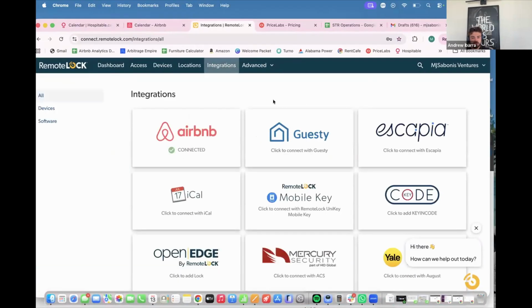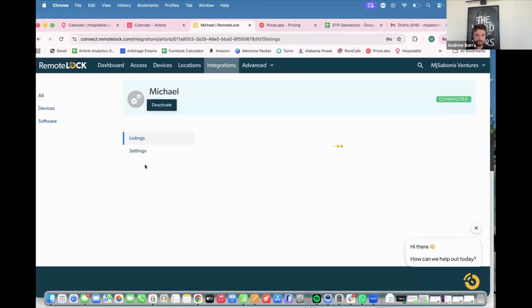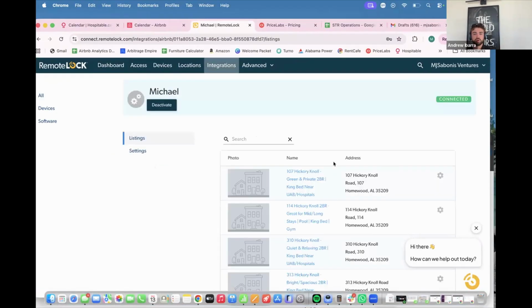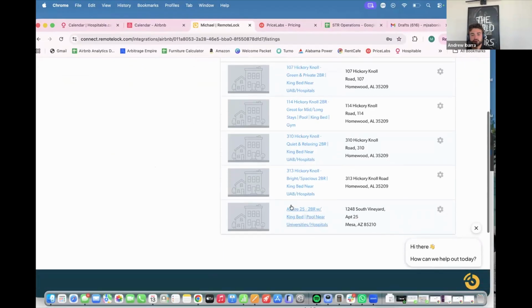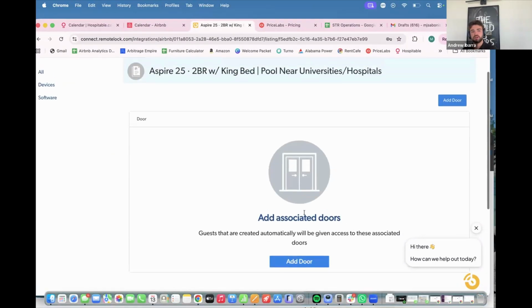Okay, let me pull up the... What I want you to do is go ahead and hit integrations. Then I want you to hit Airbnb, click your name, and then what specific one was it? Kind of all of them, or was there one specific one? No, it's this one right here, the Mesa Aspire one. Perfect. Go ahead and hit that one. Sorry, click on the blue name. Yeah, there you go. And then the issue right here, that way everyone knows.